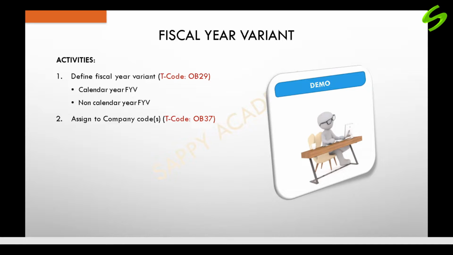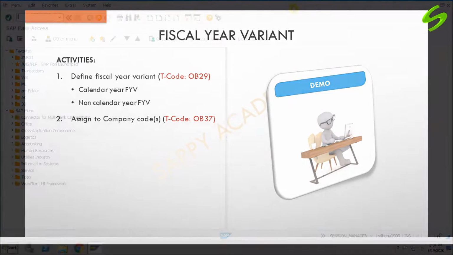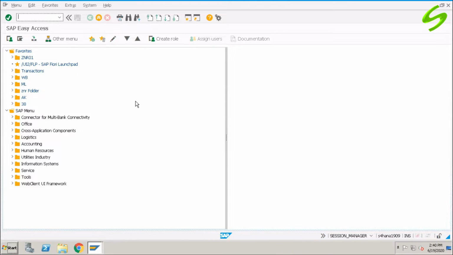Let's define fiscal year variants in SAP. We will define two different fiscal year variants, one for calendar year, another a non-calendar year fiscal year variant. And we will assign the calendar year fiscal year variant to our company code. The transaction code to create a fiscal year variant is OB29.